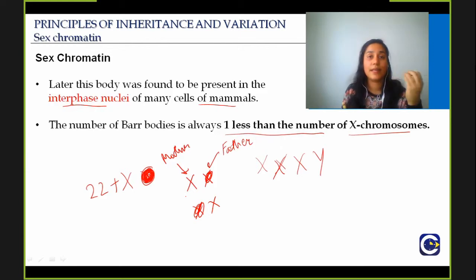A bar body represents nothing but an inactivated X chromosome. What do you mean by inactivated? None of the genes will be transcribed. They will not be translated into proteins.